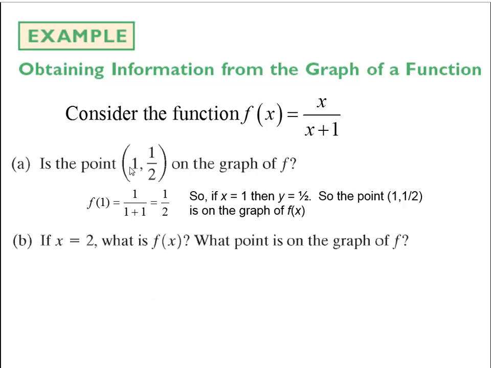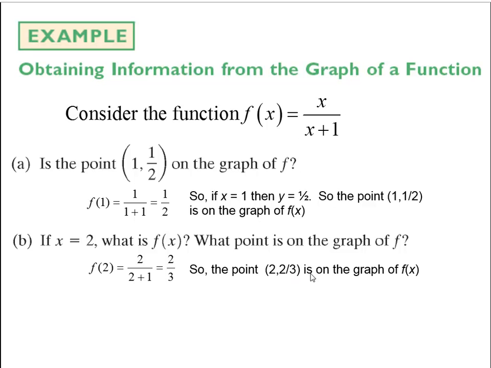Letter B says if x equals 2, what is f of x? What point is on the graph? This is really asking us to do the same thing as letter A. We're just going to plug x equals 2 in and find the point on the graph. So if I plug in x equals 2, I get 2 over 2 plus 1, which is 2/3. So if x equals 2, y is 2/3, and that is the point on the graph of f of x.